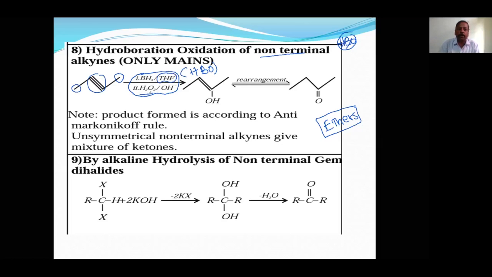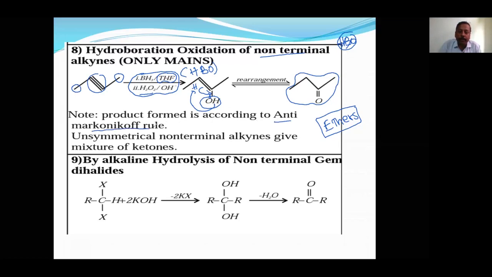H2O2 is used for oxidation. First step is hydroboration, second step is oxidation. So here also there will be OH minus added. See, this is OH minus, on one side hydrogen. So now there will be tautomerism. This hydrogen will come here. Sorry, the double bond will come here, and this hydrogen will go here. This will result in the ketone. Now this is according to the anti-Markovnikov rule.